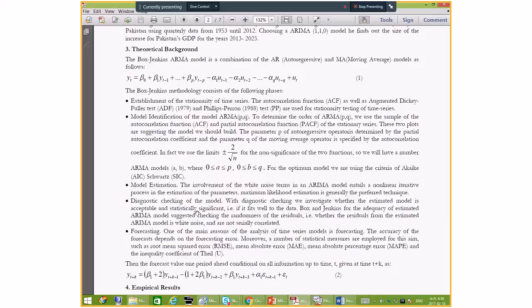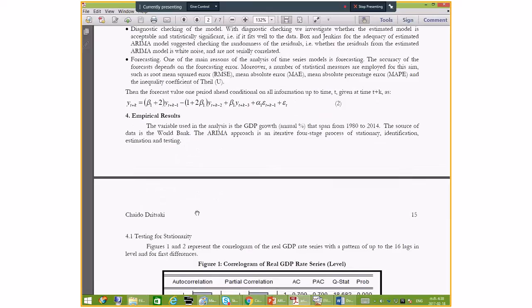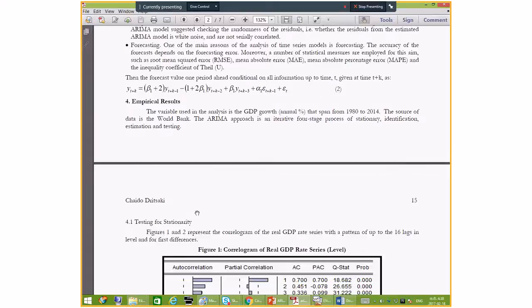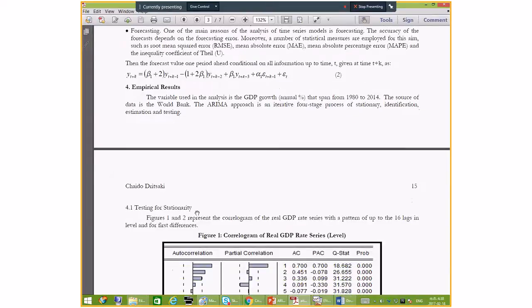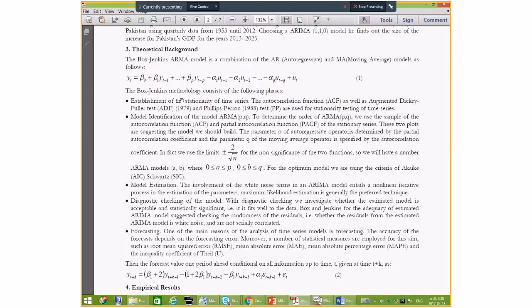These are the phases or steps in the Box-Jenkins ARIMA model methodology. Following the methodology, our first task is to check the stationarity, the establishment of stationarity of the time series. How to check? By using the autocorrelation function, the augmented Dickey-Fuller test and the Phillips-Perron test.